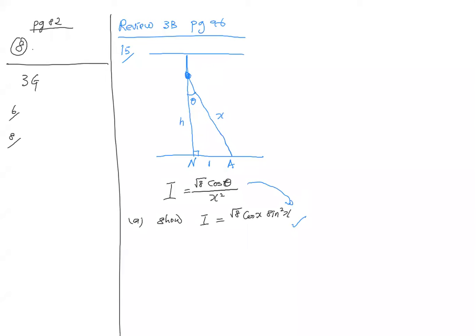Oh, sorry, it's theta. My mistake. So which one must I replace? In here it involves theta. Over here, there are three variables: I, theta, and x squared. Replace x. So do you know how to replace x?